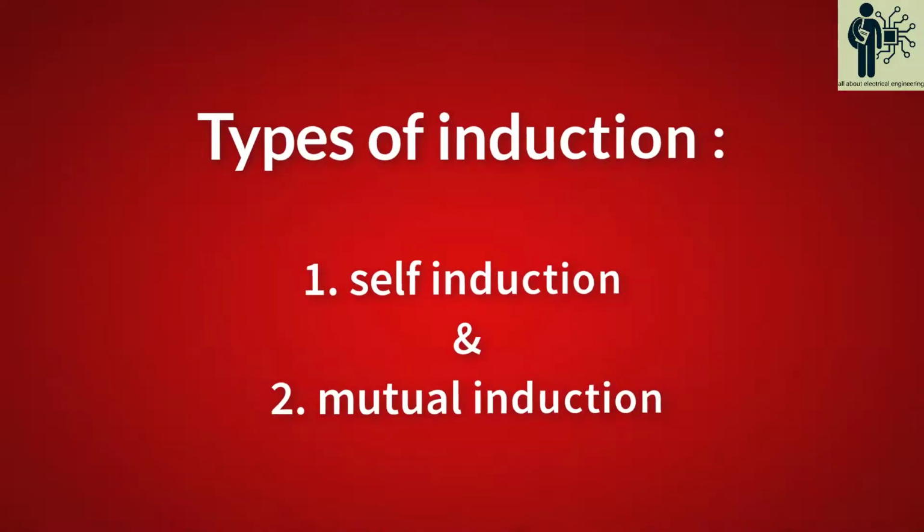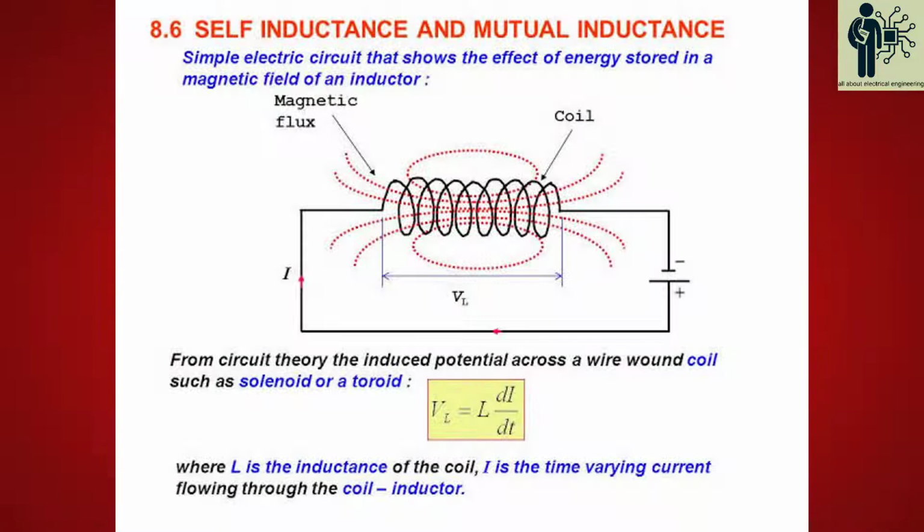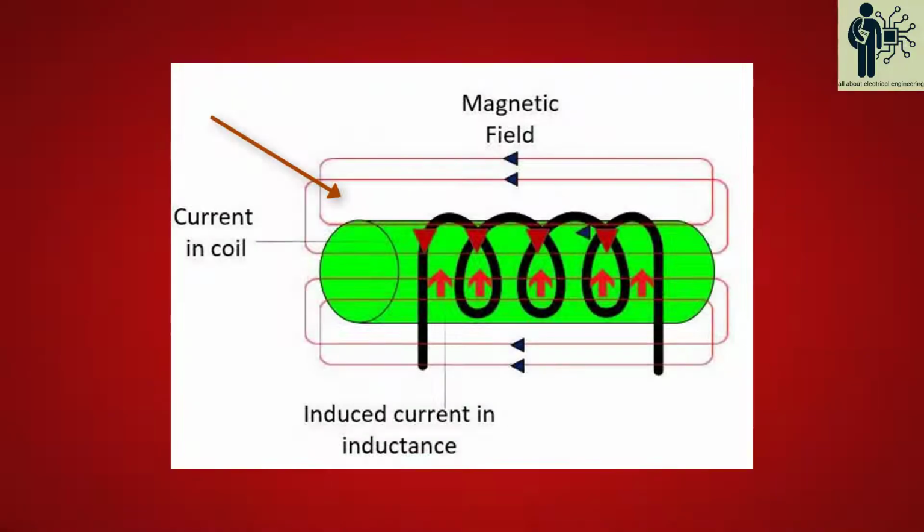There are two types of induction, self-induction and mutual induction. When alternating current flows in a coil, a time-varying flux is produced, and this varying flux will link with that coil itself, and as a result there will be EMF induced in the coil itself. This type of induction is called self-induction.